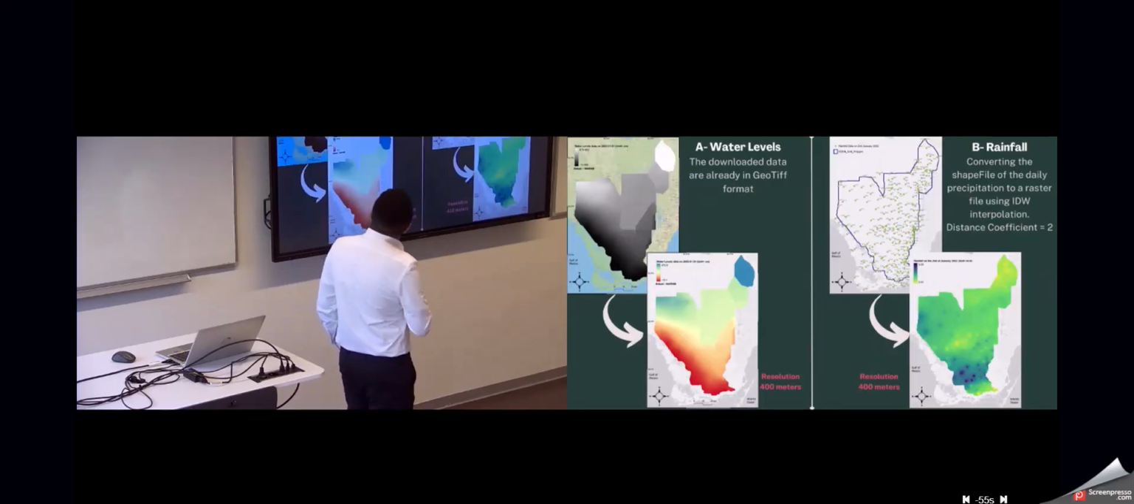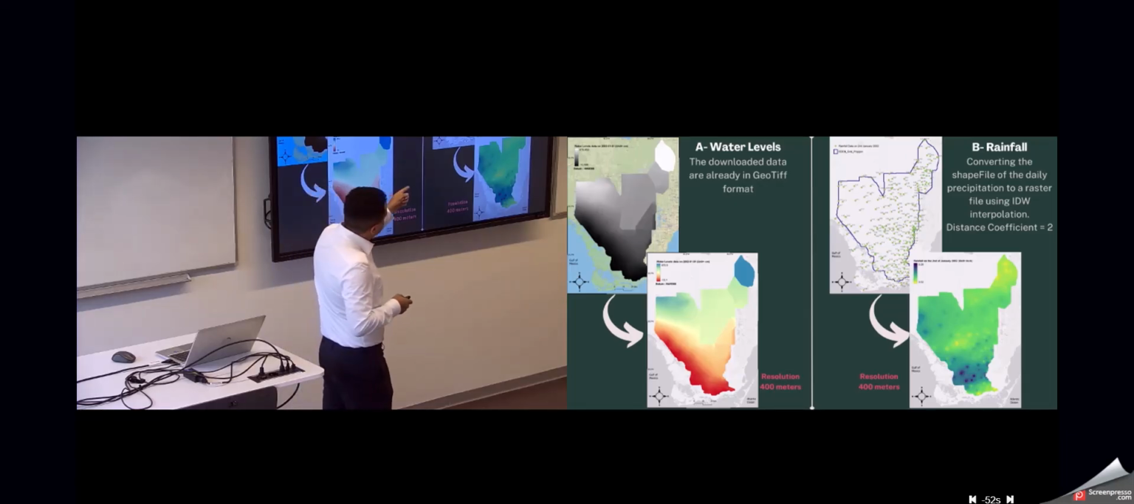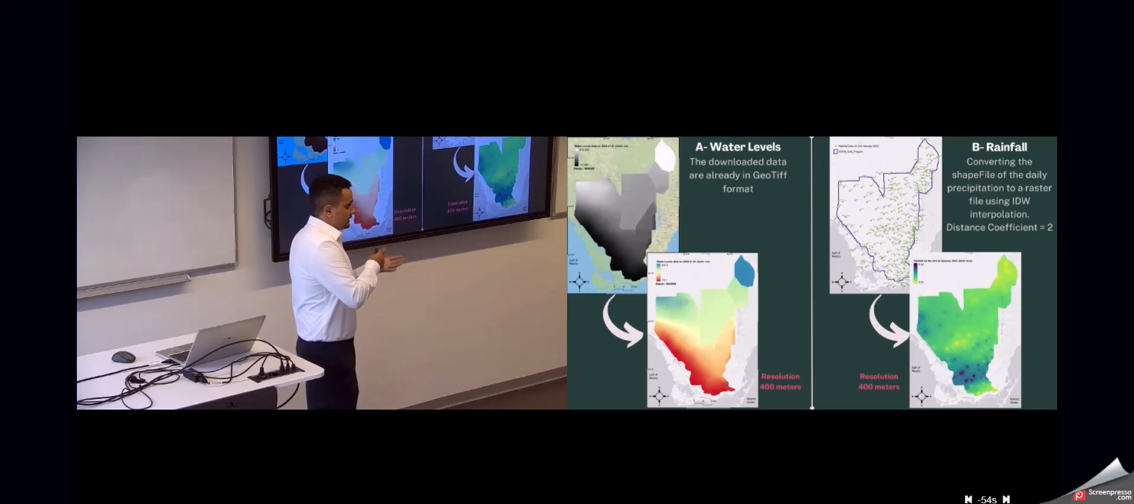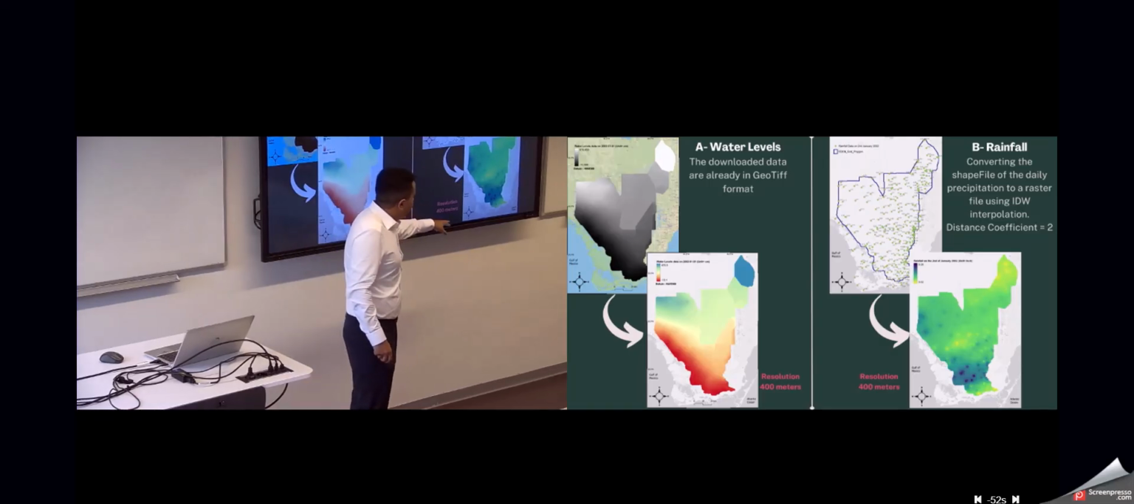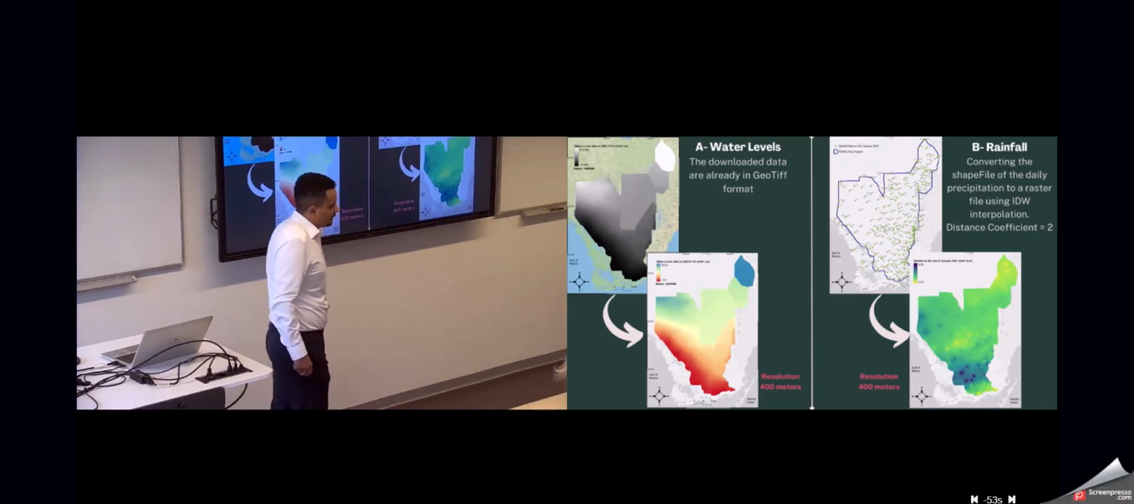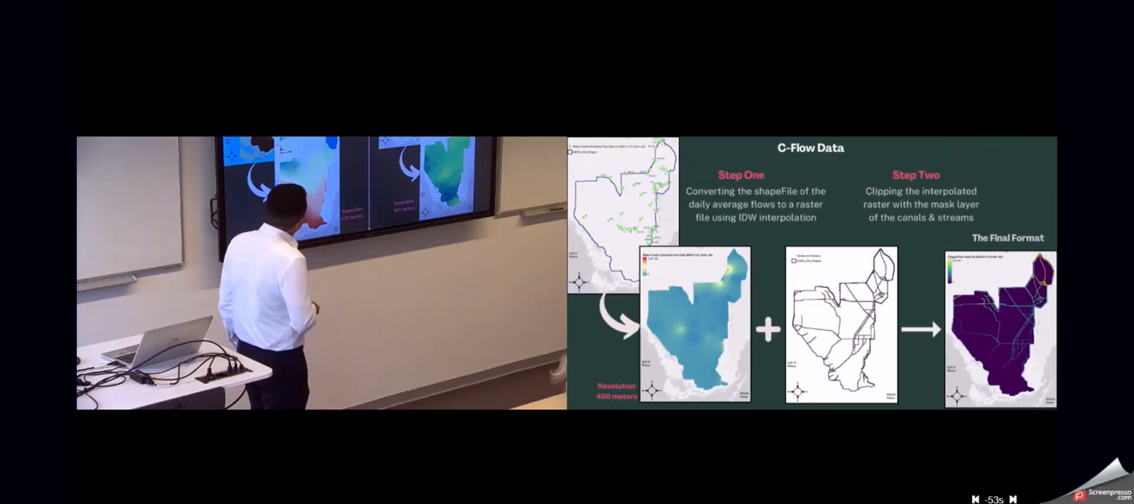So how I did that: for the water level, the downloaded data are already in GeoTIFF format. For the rainfall, the downloaded data was time series data for each gauge station, with daily average rainfall. So simply, for each day, we did an interpolation method to convert the data to raster. So each day, I have one rainfall raster.